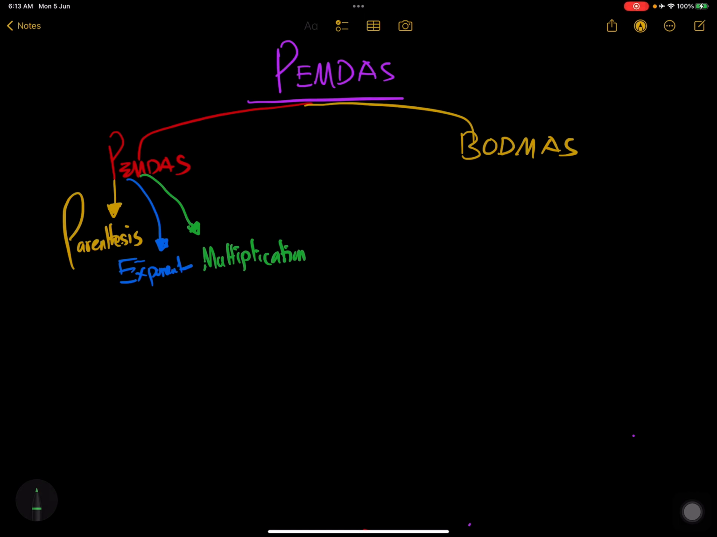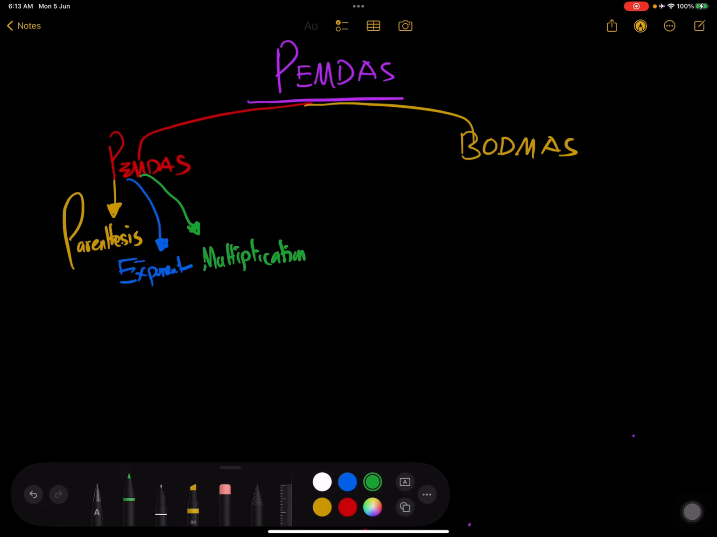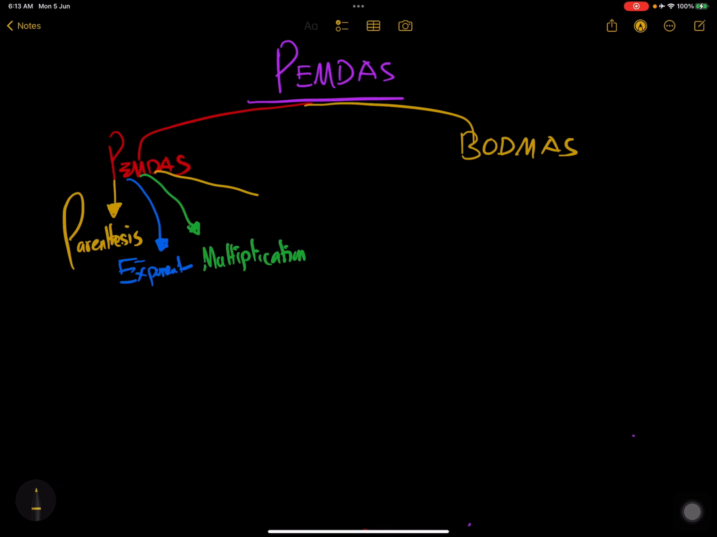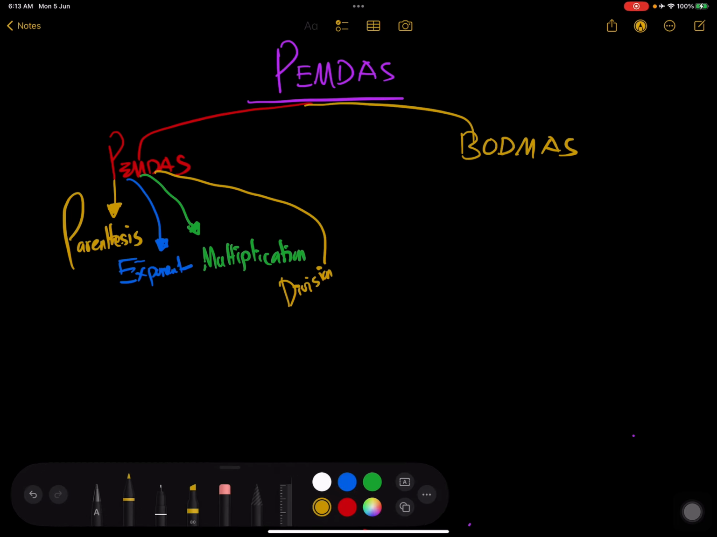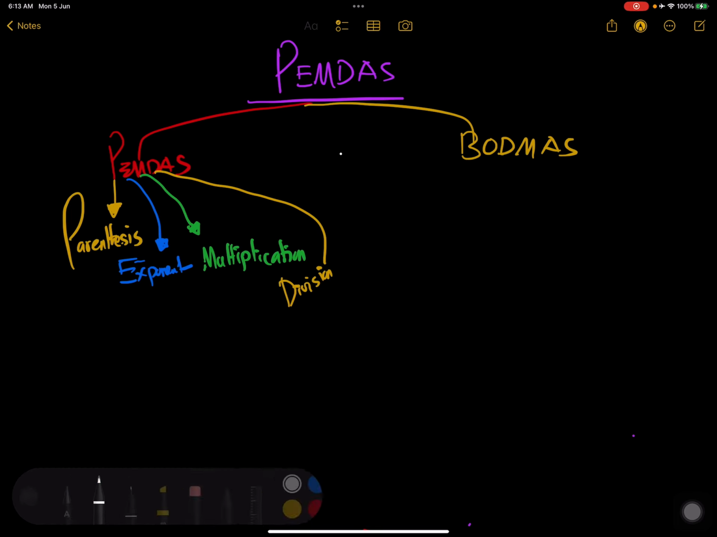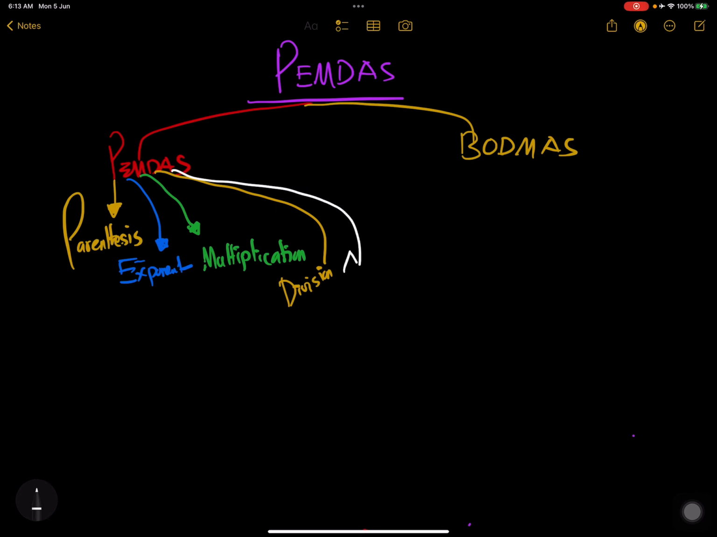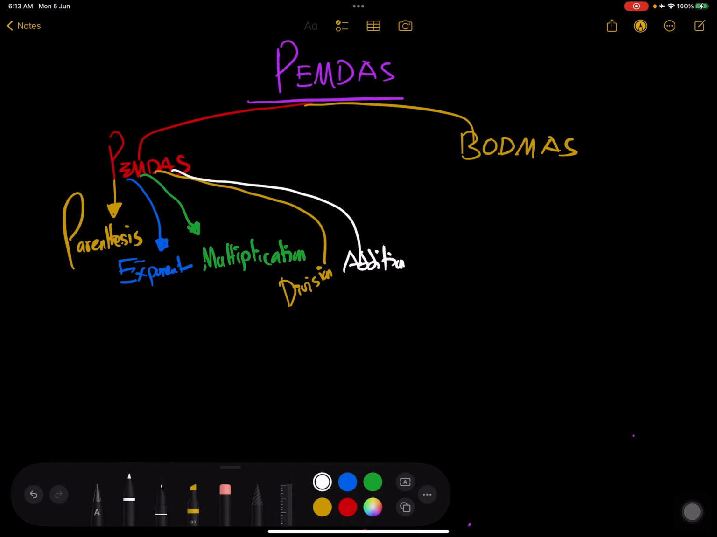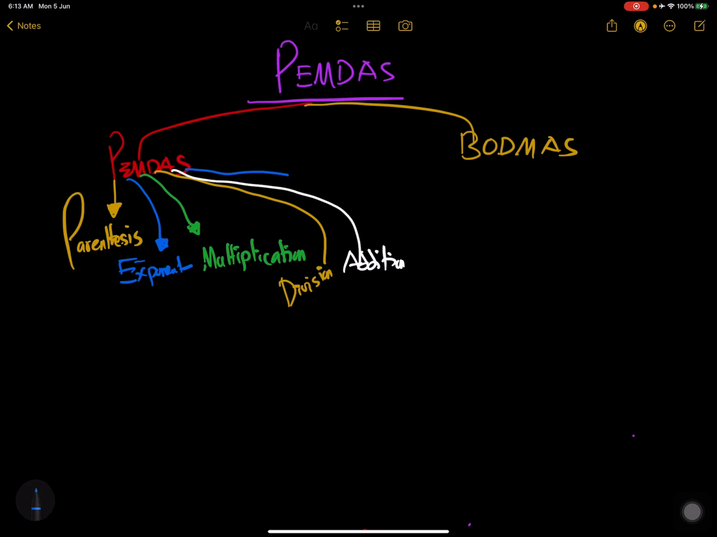So we have M as multiplication, and then we have D as division, and then we have A as addition, and then S as subtraction.